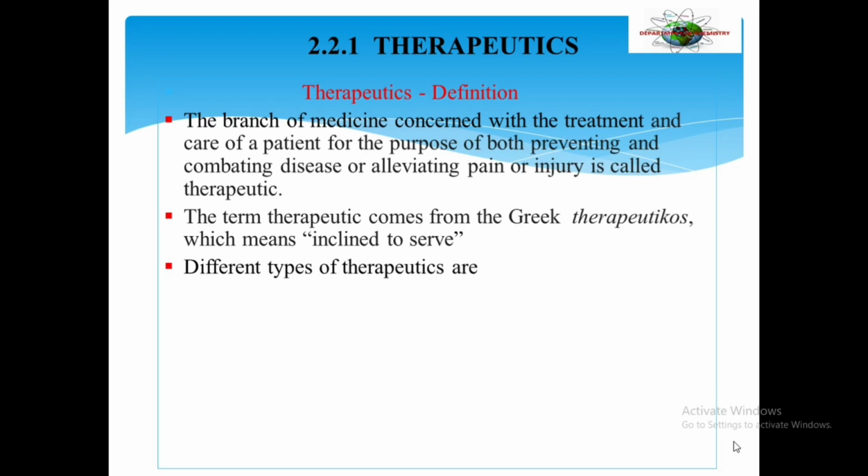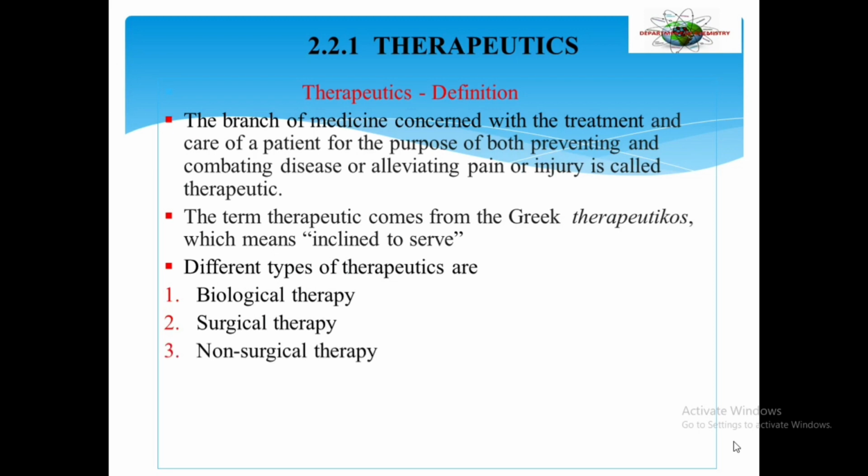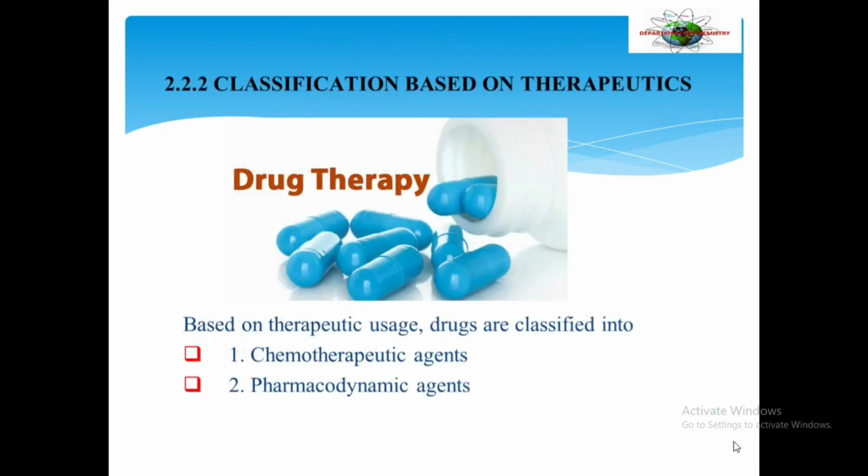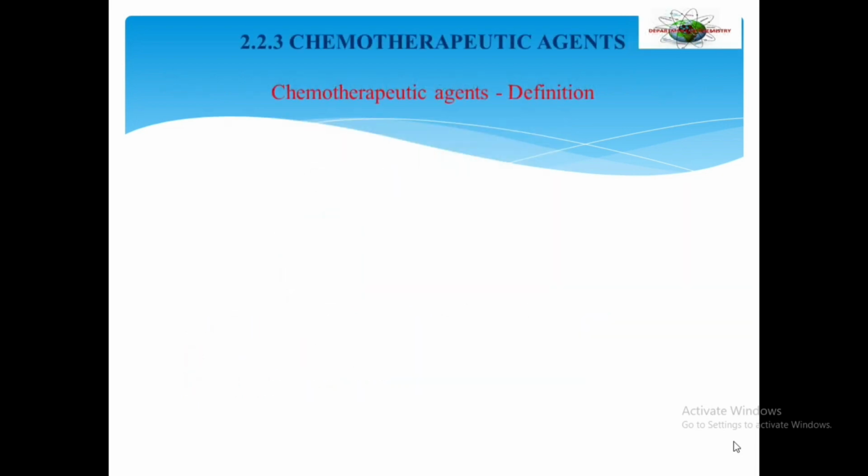Different types of therapeutics are biological therapy, surgical therapy, non-surgical therapy, radiation therapy, psychotherapy, and drug therapy. In our entire course of pharmaceutical and medicinal chemistry, we are only focusing on drug therapy. Based on therapeutic usage, drugs are classified into chemotherapeutic agents and pharmacodynamic agents. First, we will discuss about chemotherapeutic agents.